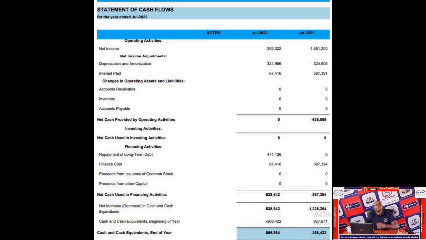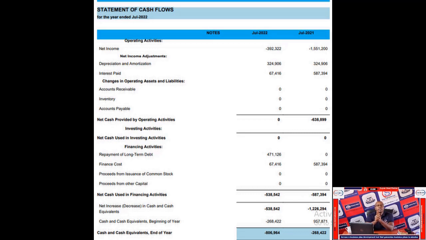Remember when I was talking about the balance sheet, we spoke about solvency, where I said if your liabilities exceed your assets in the business, you are technically insolvent as a business. That's insolvency. And with cash flow, it shows liquidity. How liquid are you in terms of the actual funds, the actual cash in the business?